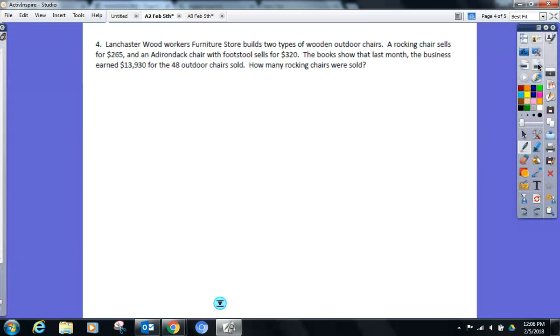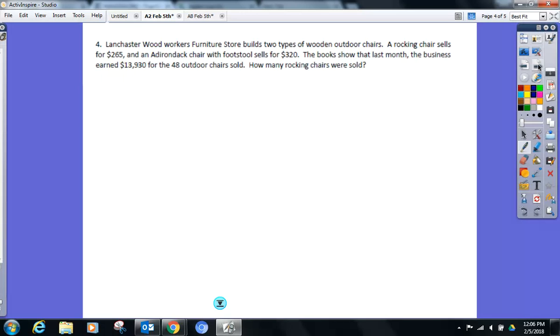All right. This one might be my favorite one here today. Little furniture store. Got a rocking chair. Sells for $265. Then the Adirondack chair, and this is what sold me right off the bat that I'm going with the Adirondack. It comes with the footstool. That's got to be clutch. $320. Total, we earned $13,930, and we sold 48 chairs total.